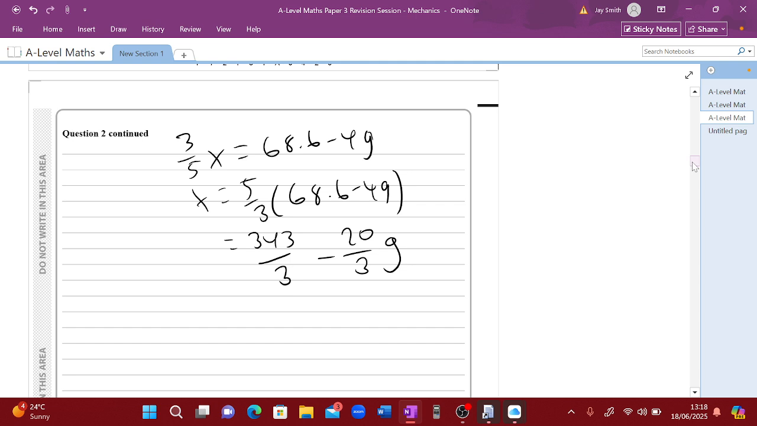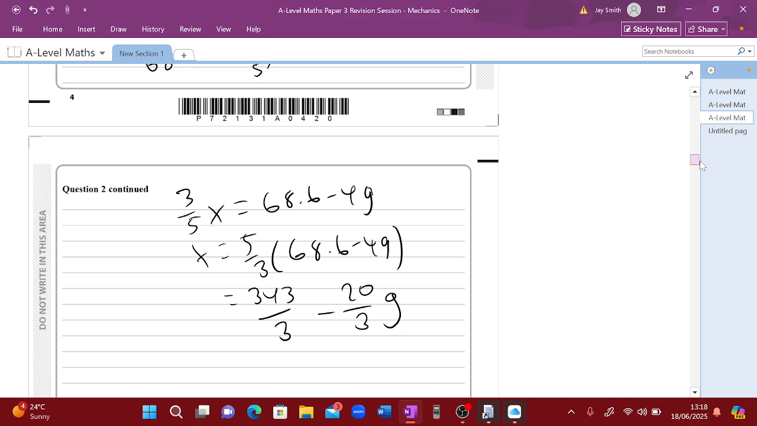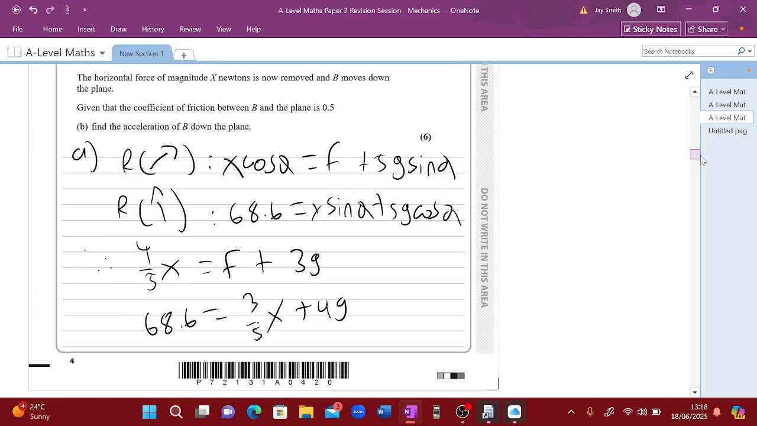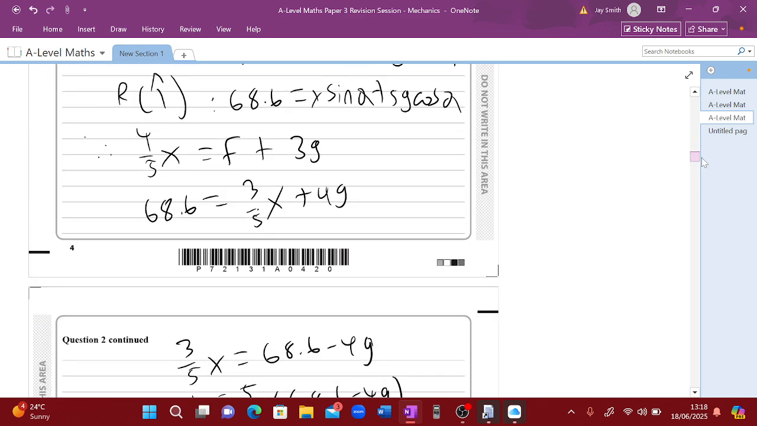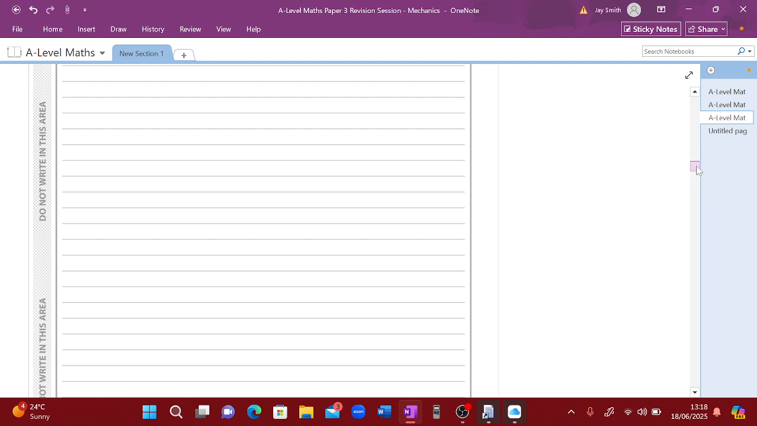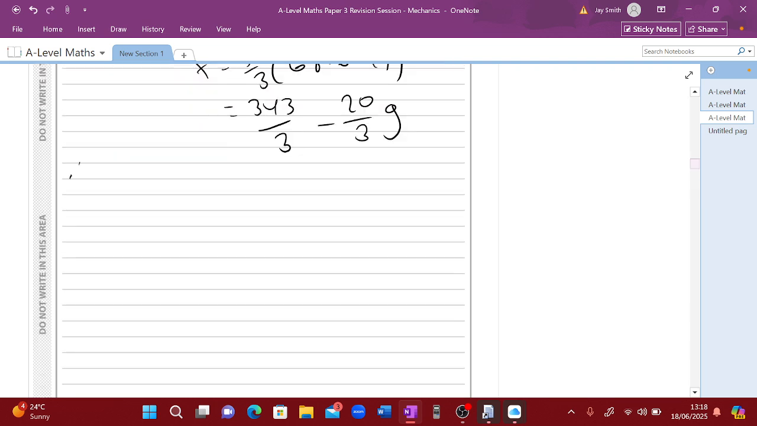Oh no, I've not done anything wrong. Okay, I don't think anyway. I guess that's just how the cookie crumbles. Just the nasty number. So now we found x. Then we can use that to plug into the first equation. So that would then mean that F is going to be, what is it?